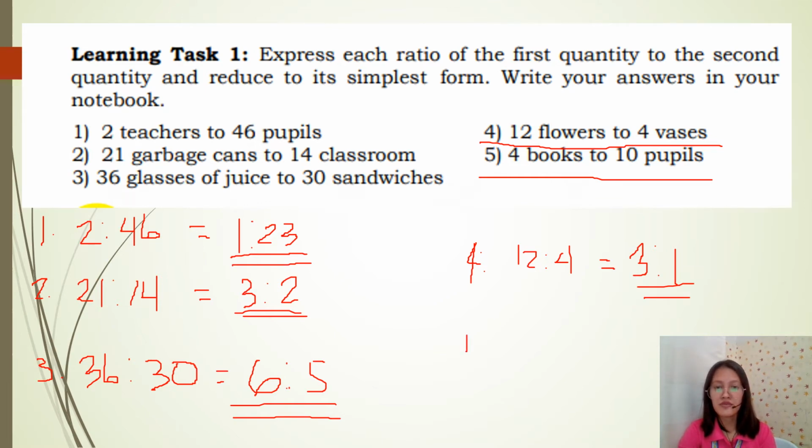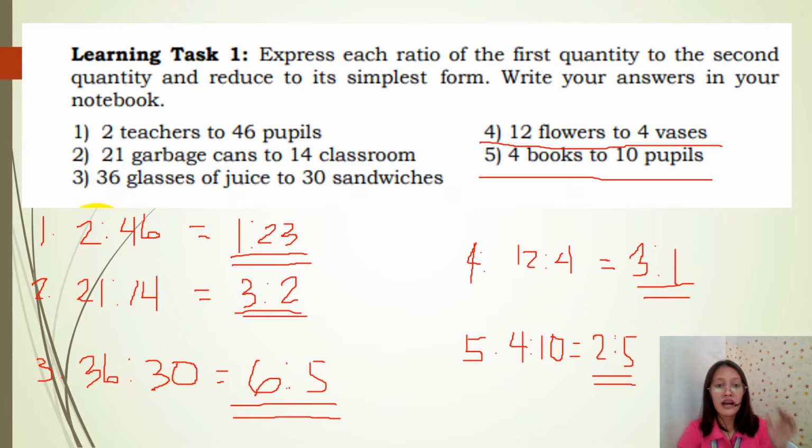And for number 5, actual ratio natin, we have 4 is to 10. Get the GCF of 4 and 10. Ano yung number na pwedeng mag-divide kay 4 and 10 equally? We have 2. Then divide both terms by 2. 4 divided by 2, that is 2. And 10 divided by 2, that is 5. Therefore, our simplified form is 2 is to 5.